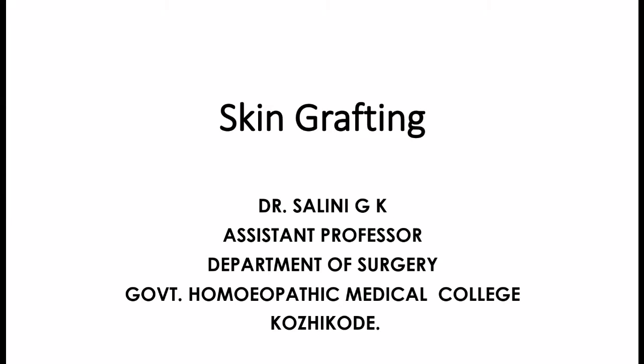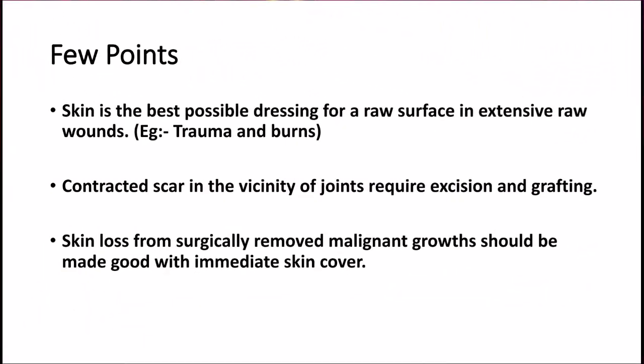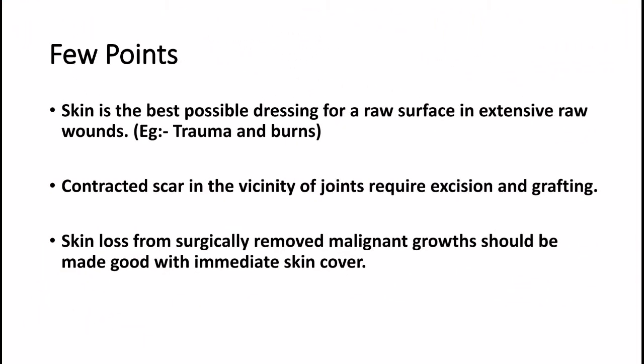Today we will see another important and interesting topic, skin grafting. Few points. Skin is the best possible dressing for a raw surface in extensive raw wounds. Example, trauma and burns. Contracted scar in the vicinity of joints require excision and grafting. Skin loss from surgically removed malignant growths should be made good with immediate skin cover.